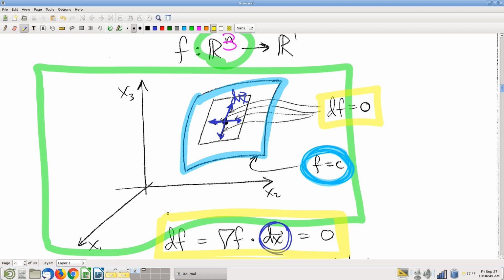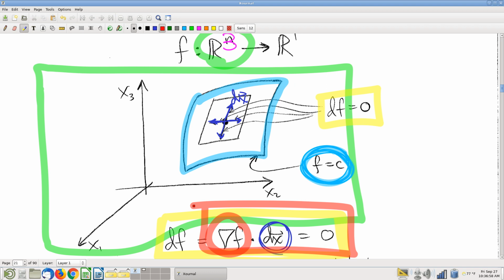Now, what could the gradient possibly be? The gradient, by virtue of this picture, has to be a vector that's orthogonal to all of these tangent vectors. And if it's orthogonal to all of those tangent vectors to the level set, then unless it's 0, it's got to be perpendicular to the level set.